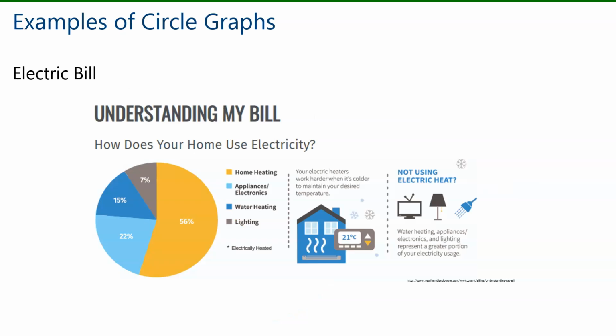Now let's look at some examples of circle graphs that you may come across. Here's one that showed up on an electric bill. So I see that over 56% of the electricity usage was spent on home heating, while 22% was used on appliances and electronics.